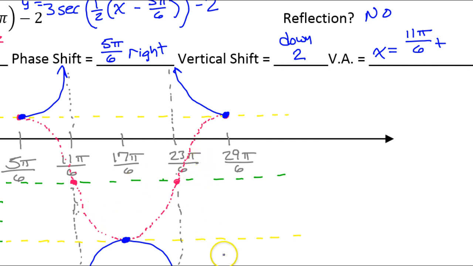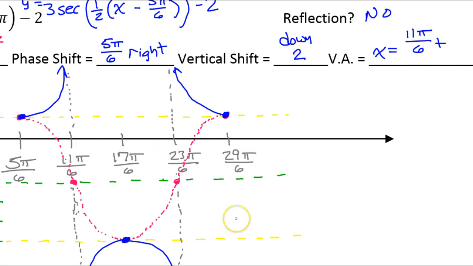This is an infinite function that repeats over and over and over again. But the next vertical asymptote I come to, do I have to travel an entire period to get to it, or is it just half of a period? Well, from this asymptote to this asymptote, that's only half of a period. The full period would be all the way from 5 pi over 6 to 29 pi over 6. But I'm only going from 11 pi over 6 to 23 pi over 6. I'm only going 2 spaces instead of 4. This is half of a period.